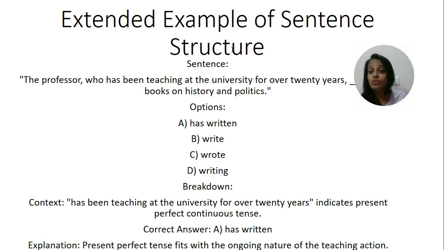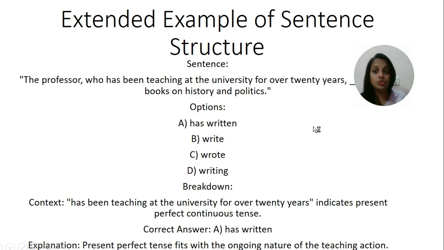Got it? So, what do you need to remember here? When you see a time marker, say for example for over 20 years, that's a time marker, right? You need to think about how the action connects to the present. So try to focus on the relationship between the subject, verb, and the time frame in the sentence.